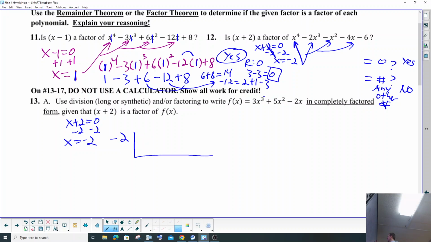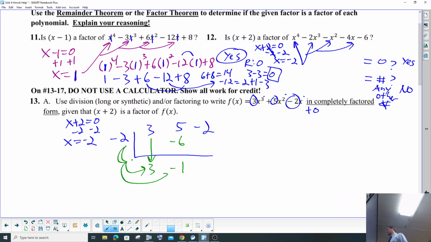So we have a 3, a 5, and a negative 2, and I guess technically we're missing a 0, but it shouldn't matter. So we take the 3, the 5, and the negative 2, and we do synthetic division, and then we'll factor our answer. Bring down the 3. Negative 2 times 3 is negative 6. Negative 6 and 5 is negative 1. Negative 2 times negative 1 is a positive 2. We got a remainder of 0.